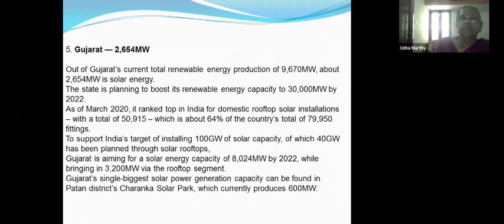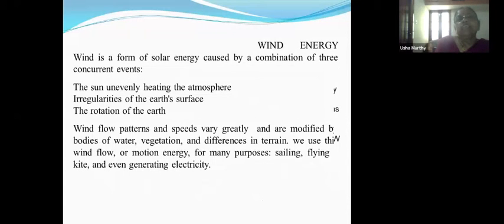Gujarat's single biggest solar power generation can be found in Patan district, the Charanka Solar Power Plant, which currently produces about 600 megawatts. So this is about solar energy. And now coming to wind energy.